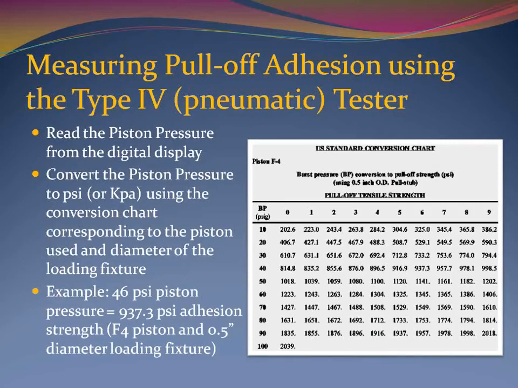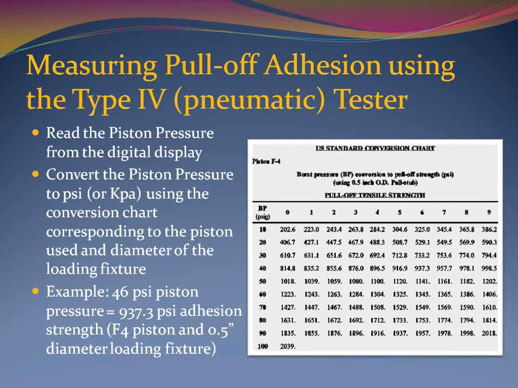Each piston size has a unique chart. There are 2 charts for each piston range. One chart converts the burst pressure to pull-off strength in psi, and the other chart converts the burst pressure to pull-off strength in kilopascals or KPA. The F4 piston chart is shown.